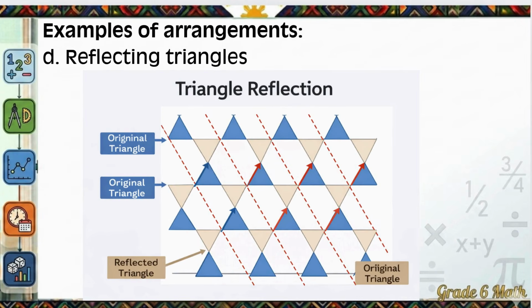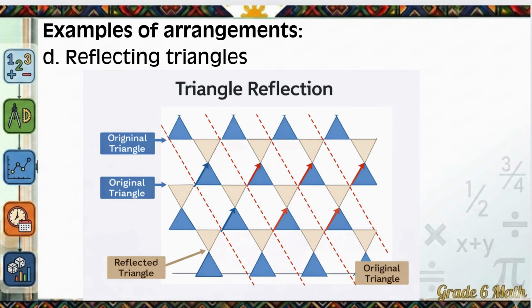This picture shows how triangles can be reflected, or mirrored, across a line, just like how your face is reflected in a mirror. The blue triangles are the original shapes. The beige triangles are their reflected copies. The red dashed lines are called reflection axes. These act like mirrors. When we reflect a triangle across one of these red lines, every point of the triangle moves to the opposite side at the same distance from the line. That's why the beige triangle looks exactly like the blue one, but flipped.